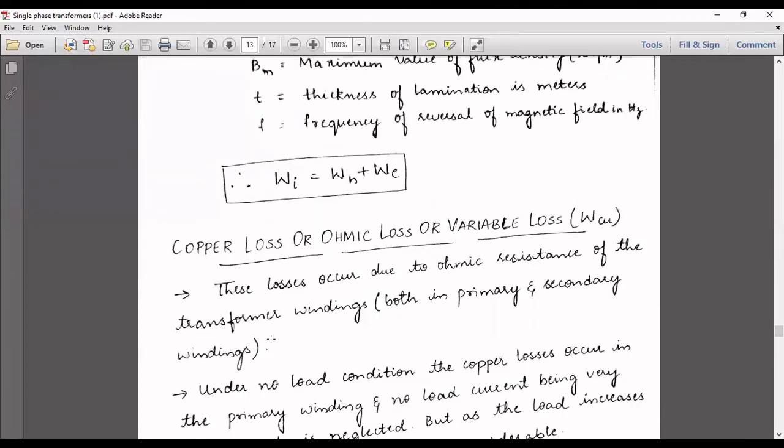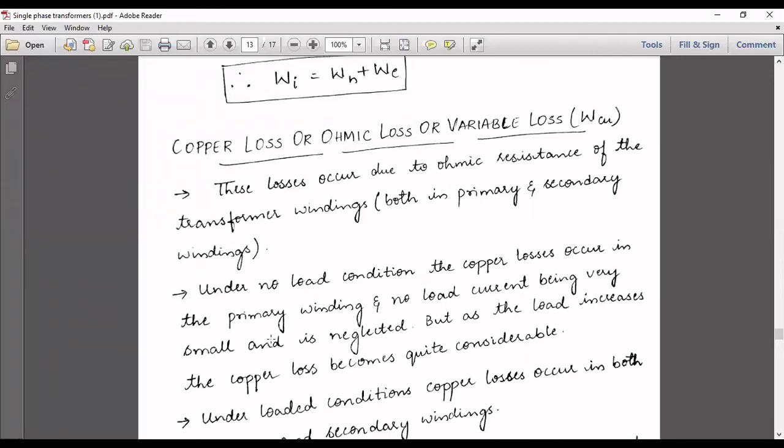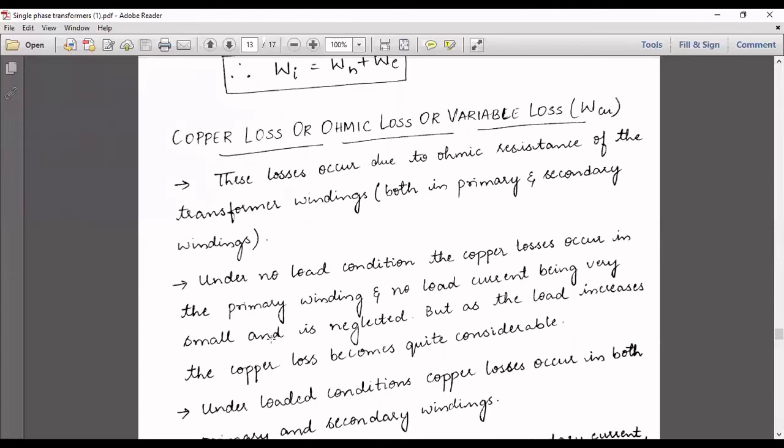And the second loss is copper loss, or the ohmic loss, or the variable loss. So where do we get this copper loss? These losses occur due to the ohmic resistance of the transformer windings. Because of the resistance present in the transformer windings, both primary and secondary, copper losses occur. So this copper loss is always the I square R loss.